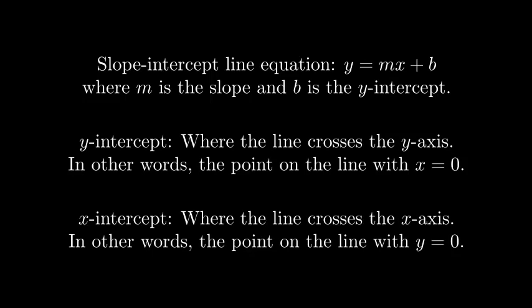And speaking of the y-intercept, just a reminder that that's where the line crosses the y-axis. And since all points on the y-axis have an x-coordinate of 0, another way to think about the y-intercept is the point on the line where the x-coordinate is equal to 0. And similarly, the x-intercept is where the line crosses the x-axis, or in other words, the point on the line where the y-coordinate is equal to 0.